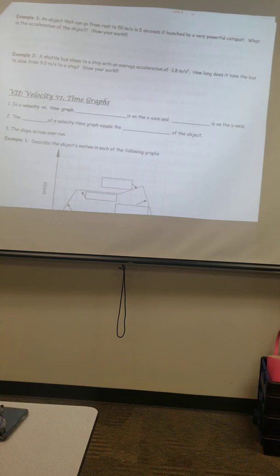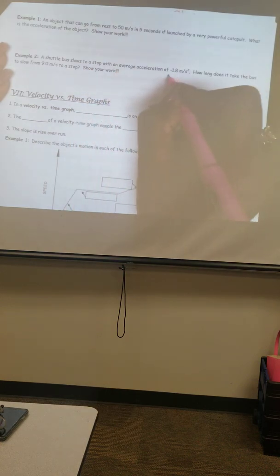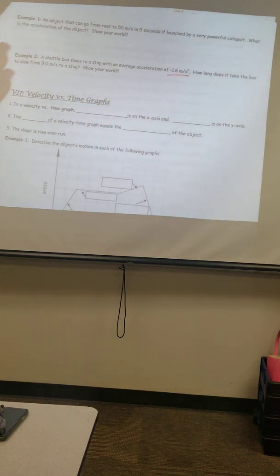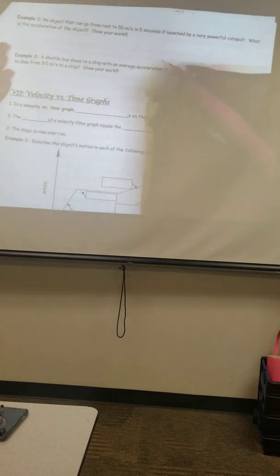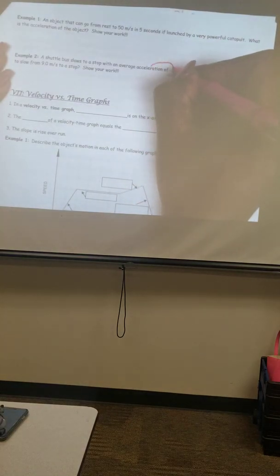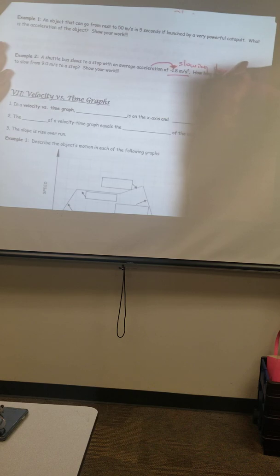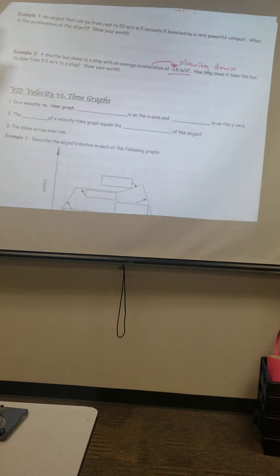Example, I'm going to skip to example number 2. On example 2, a shuttle bus slows to a stop with an average acceleration of, whoa, there's a negative number. It does not mean a negative value. It means a negative direction. Also though, in physics, for acceleration, negative accelerations mean slowing down. One more time.